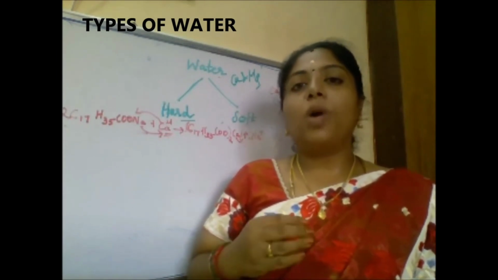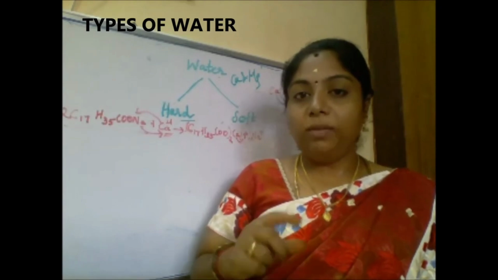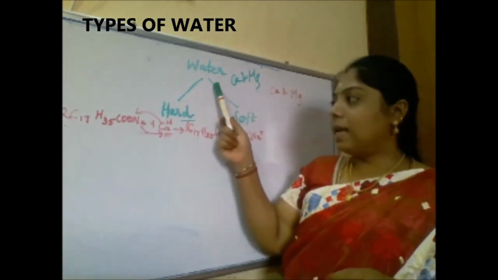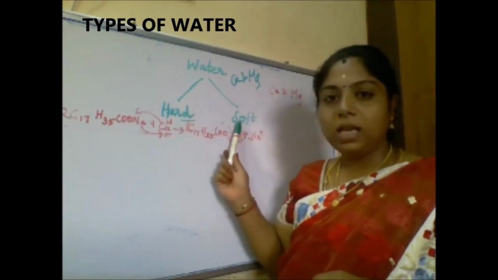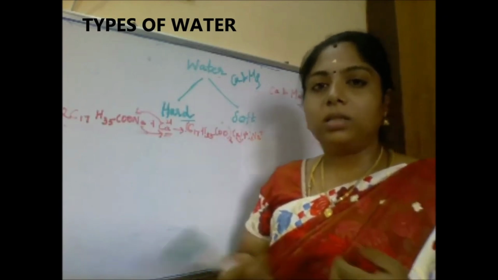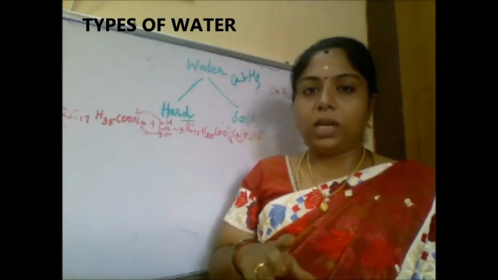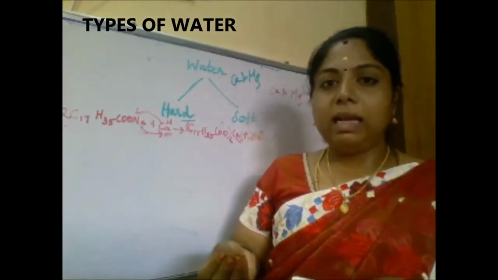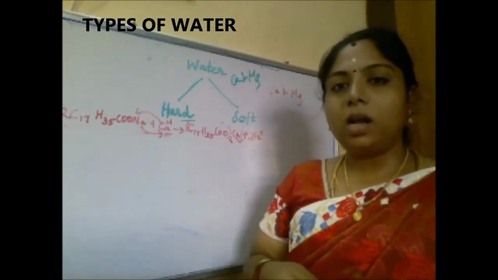Before going to water treatment, we must know the types of water and why we are classifying that water. Water is classified into two types. The first one is hard water and the other one is soft water. How can we say whether it is hard water or soft water? On seeing the water, we can't say whether it is hard or soft. So we have to use some ingredients or chemicals to find out.